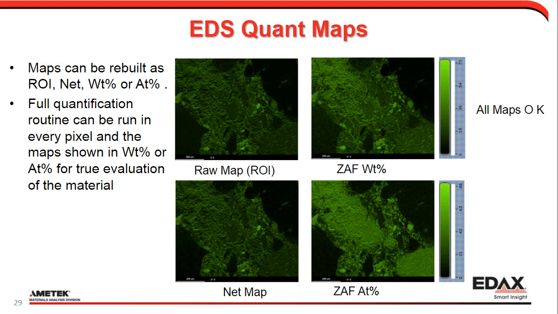ROI is the raw map, net map is background subtracted and peak deconvoluted map. For quant maps, a full quantification routine will be run in every pixel, and the maps are shown in weight percentage or atomic percentage. With the scales to the right of the quant maps, you can estimate the concentration based on color intensity.